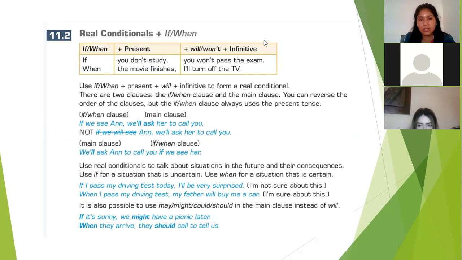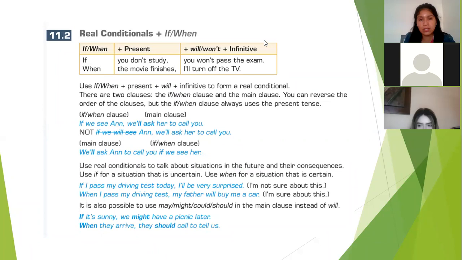For example, I repeat, if I say a sentence with the if, it means that it can happen. It's possible to happen. And if I use the one with when, it's more than possible. Yes? Okay, let's see these two examples. If I pass my driving test today, I'll be very surprised. What does this mean? That I'm not sure I'm gonna pass, and I'm actually nervous because I have my doubts about if I'm going to pass or not the driving test.